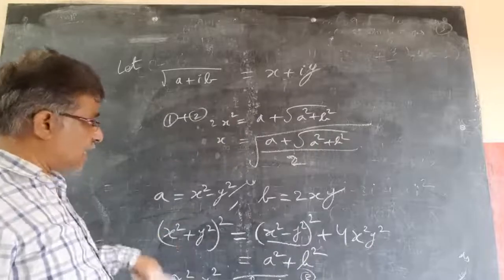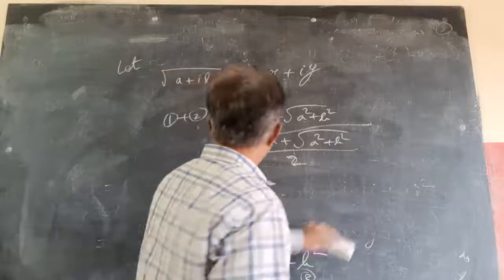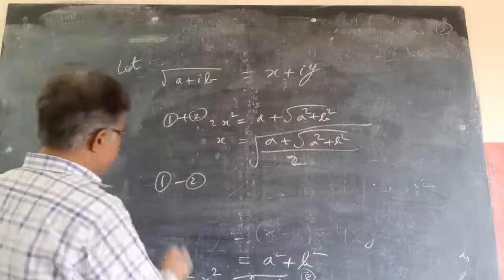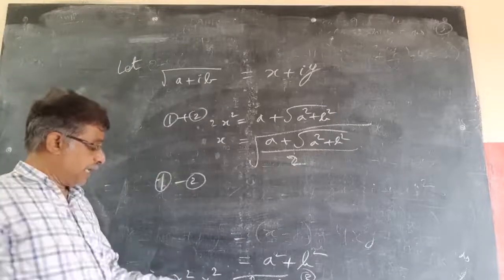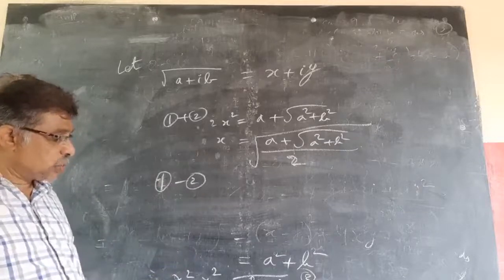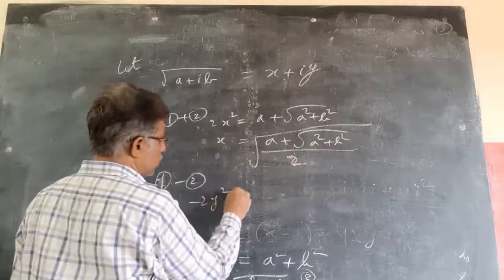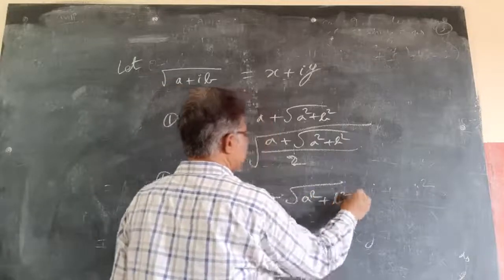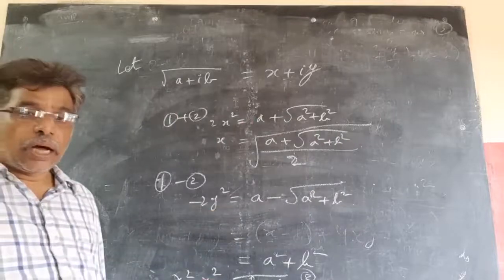Similarly, if I subtract, I will get y square. So subtracting 1 minus 2, or 2 minus 1, better, 1 minus 2 also no problem. 1 minus 2 gives me, x square and y square cancel, minus 2y square equals a minus root of a square plus b square. So y square equals that divided by 2. Like that you will get.